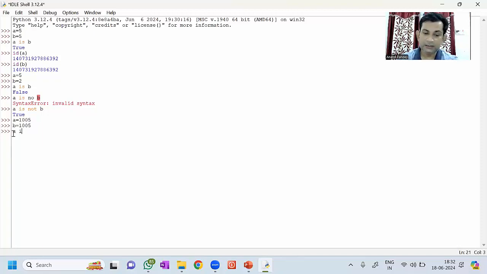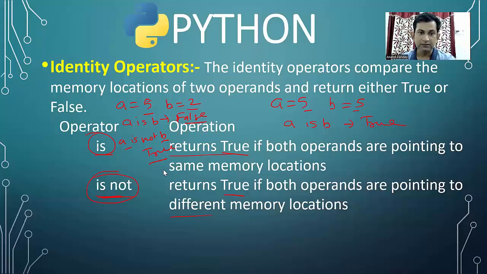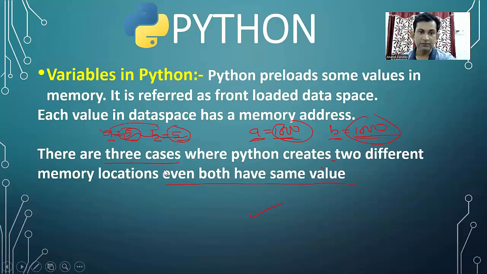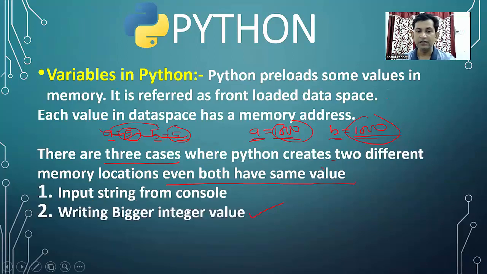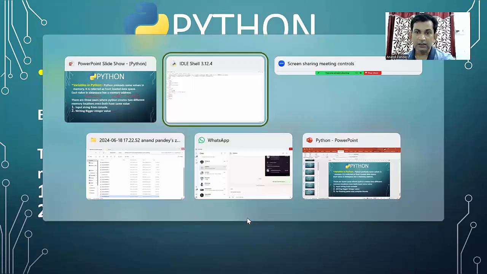A is B, false. You can see even though they have the same values, their memory locations are different. So A is B will return false. This happens when the integers are more than 999: even if two variables have the same integer value, they will have different memory locations. That is the second situation I told you about. Writing a bigger integer value.